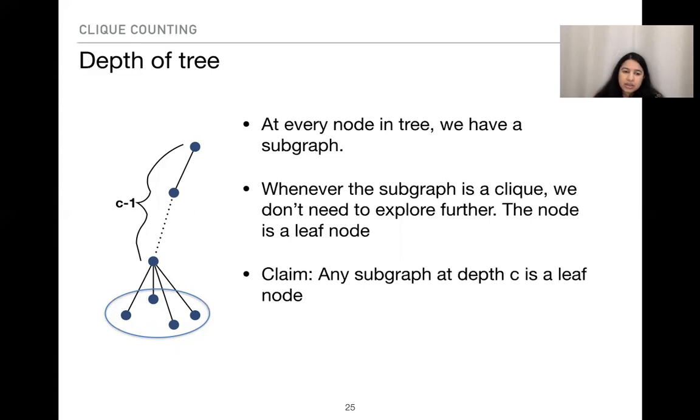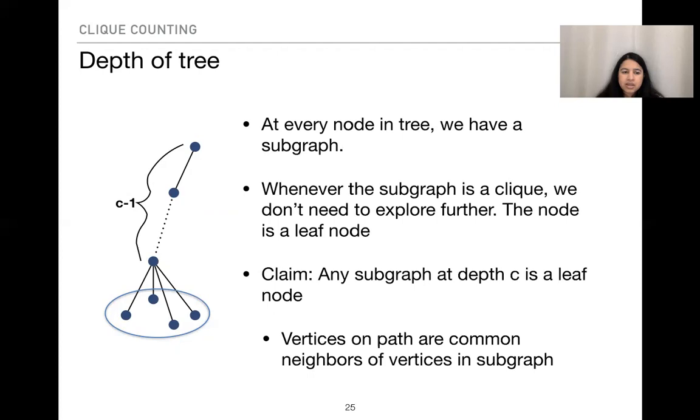The first thing that we observe is that in the case of C-closed graphs, all nodes at depth C have to be leaf nodes, which means that they have to be cliques. This is because if they are not cliques, then there is some missing edge in that subgraph, and all the vertices on the path to that subgraph are common neighbors of that missing edge, that pair of vertices that are not connected. Because this graph is C-closed, there cannot be more than C common neighbors, which means that if we are beyond depth C, there cannot exist any missing edge in the subgraph.